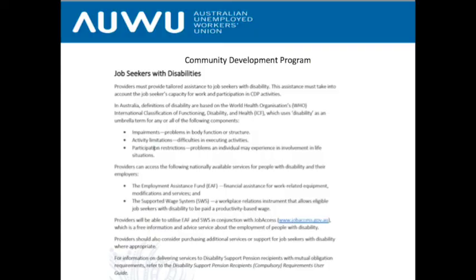The Community Development Program also has an array of different services that they're required to provide to unemployed workers, and it's important to remember that as there's no disability employment services in the CDP areas, the CDP covers both cohorts, both unemployed workers who are job ready and unemployed workers who are not job ready. So as you can see here, there's an array of services that they're required to provide.